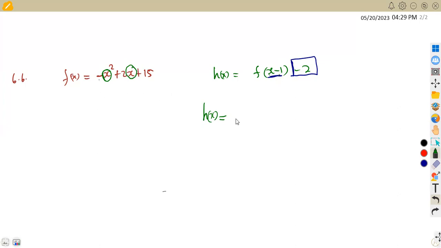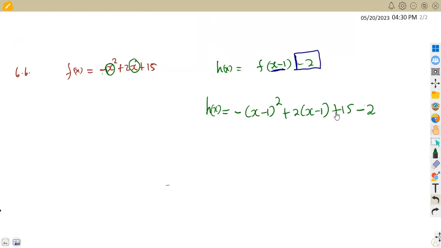So this is going to be negative x minus 1 squared, plus 2 into x minus 1, plus 15, like this. So this is your h of x. But in this case, we are supposed to take note that after substituting the minus 1, there is a negative 2 that is affecting all values of y. So this is going to be subtracted as it is.